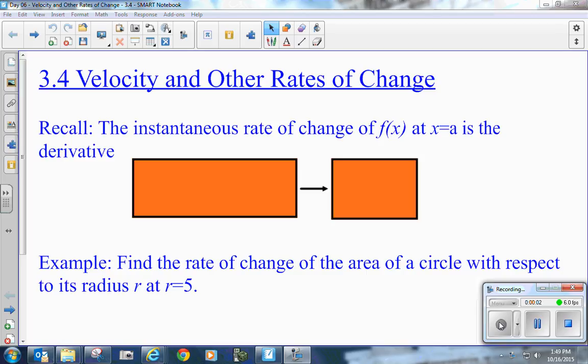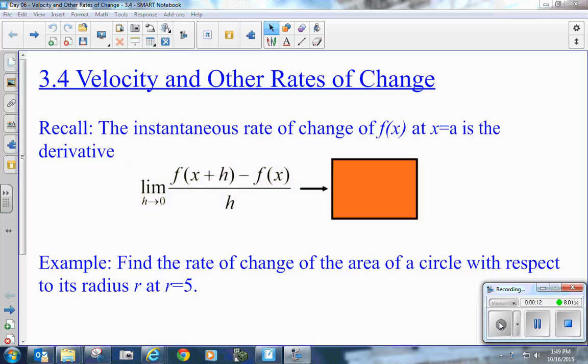Velocity and other rates of change. Let's recall the instantaneous rate of change of any function with regards to x, at x equals a, is the derivative. Which is funny, because if that's all that it is, we should probably master it.